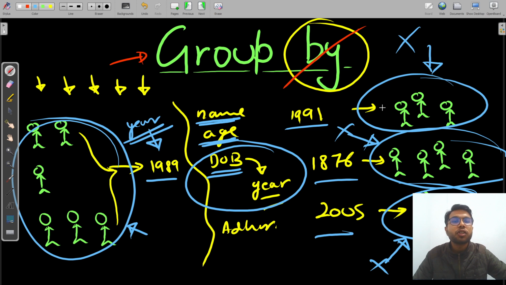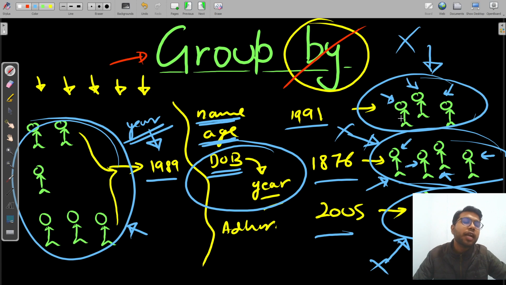The name of the group has not been decided. It does not depend on what this person's name is, or what this person's name is, or what this person's name is. That is not the name of the group. Then we asked, what is the Aadhaar number of this group? Of course, it does not exist. This person has an Aadhaar number, this guy also does, this guy also does, and this guy also does. But that does not mean that this group has one. It's not that simple.